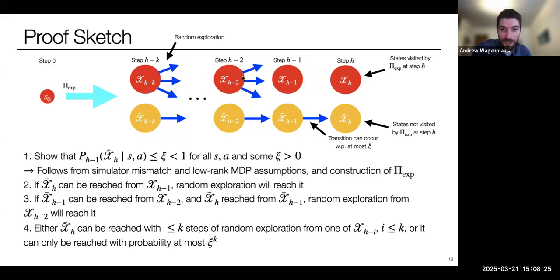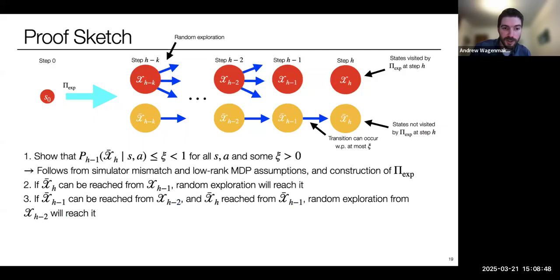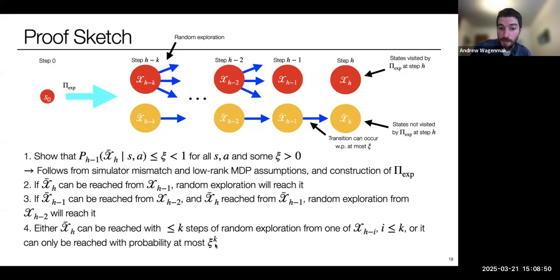or it can't. And if it can't, then the only way to get to bar x of h is by going through bar x of h minus 1, bar x of h minus 2, all the way up to bar x of h minus k. The key insight here is that each of these transitions occurs with probability at most chi. Meaning that if we're in this scenario where none of this random exploration will reach bar x of h, then the maximum probability of reaching bar x of h is chi to the k. So it decreases exponentially in k, in particular because chi is less than 1.